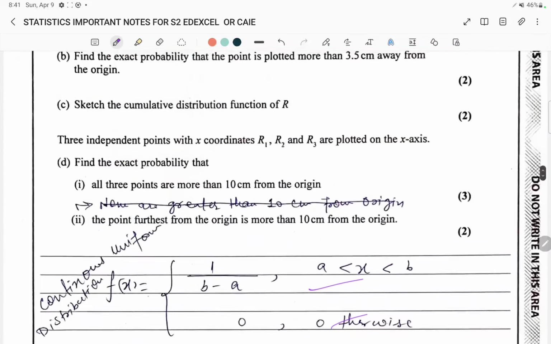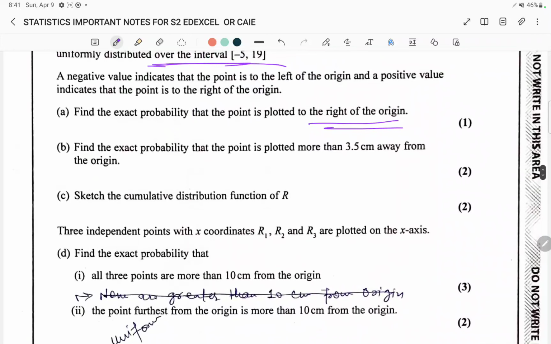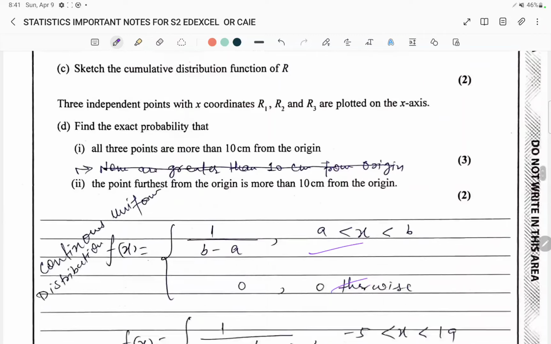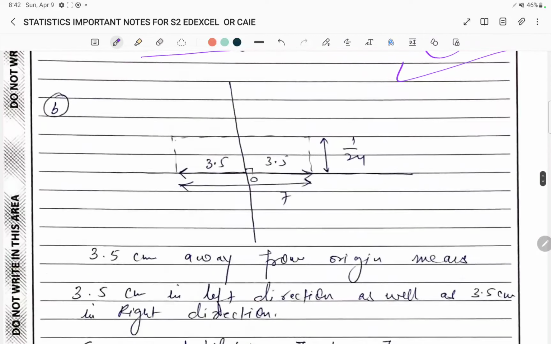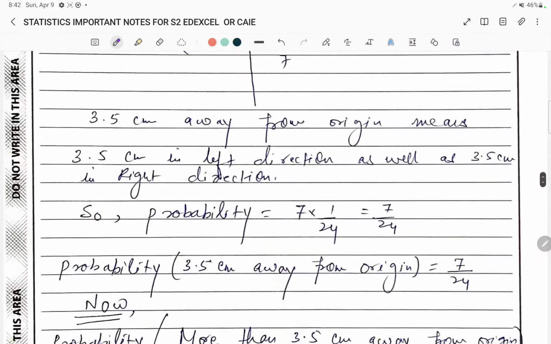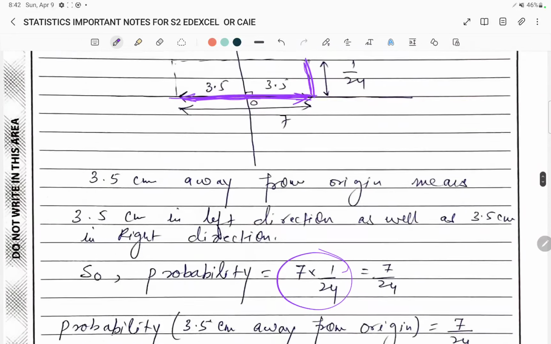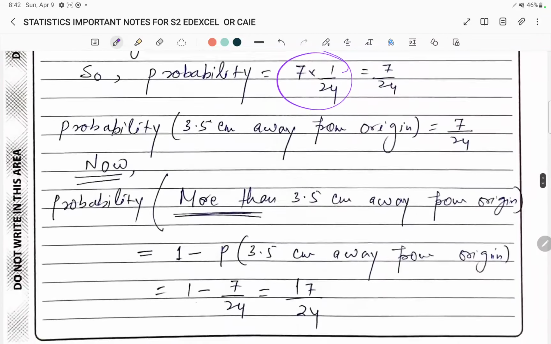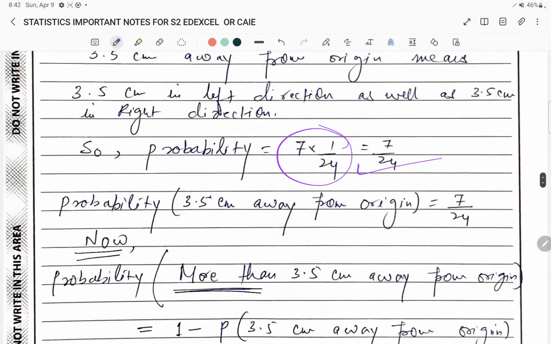Next says, find the exact probability the point is plotted more than 3.5 centimeters away from the origin. So this is the origin, right? 3.5 centimeters away from the origin can be in the right direction or in the left direction. So 3.5, 3.5, so 7 is the length and the height is 1 over 24. So the probability will be 7 times 1 over 24. Length is 7 and height is 1 over 24, so the area will be 7 times 1 over 24.